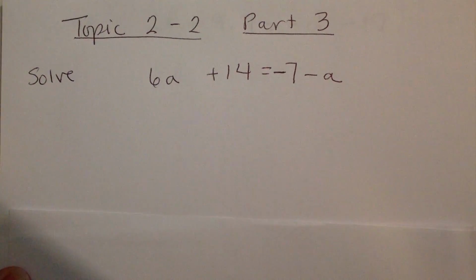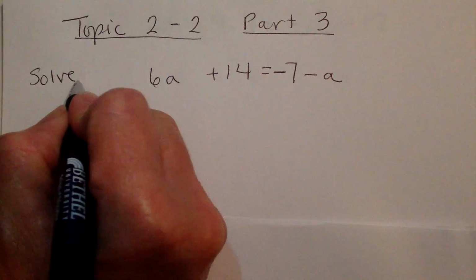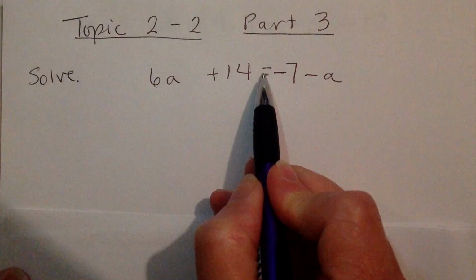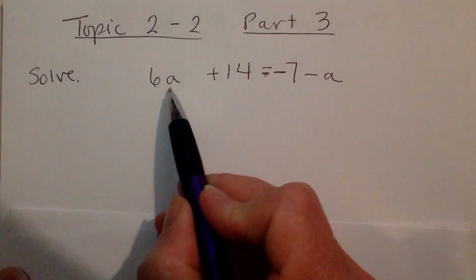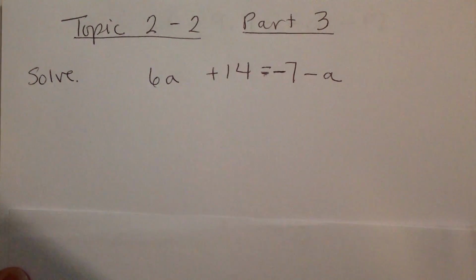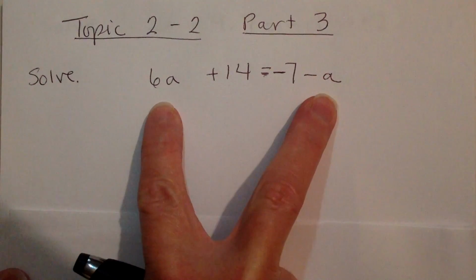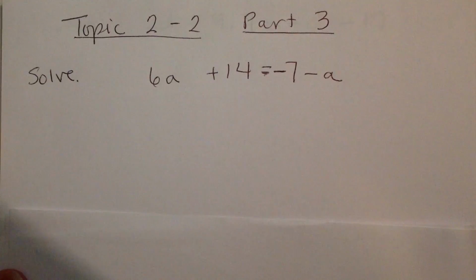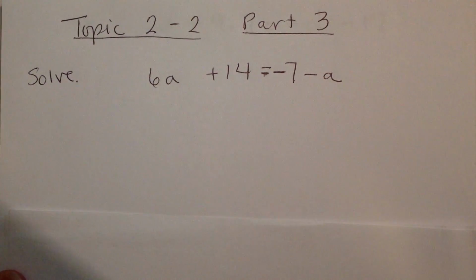Topic 2-2, Part 3. We're going to solve this equation. Notice I have my equal sign here in the middle, terms on the left, terms on the right. Notice that I do have two variable terms. You always want to get the variable on the same side. I always move my variable from the right-hand side first.